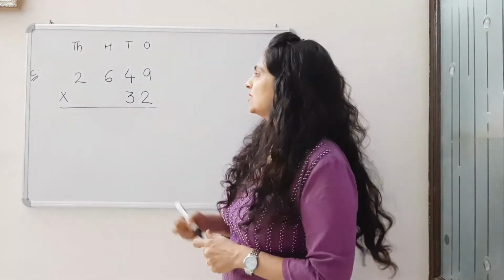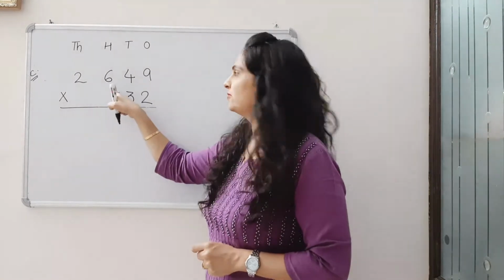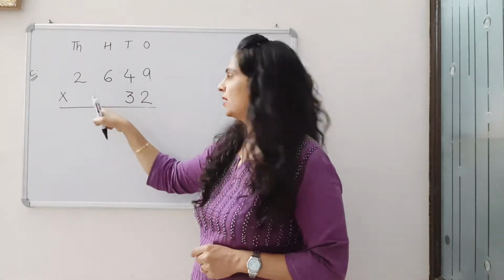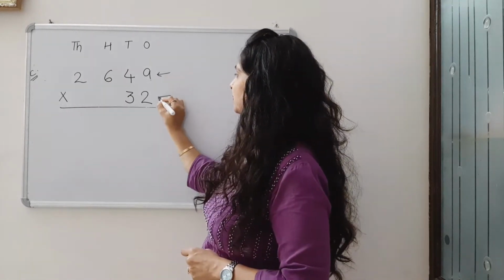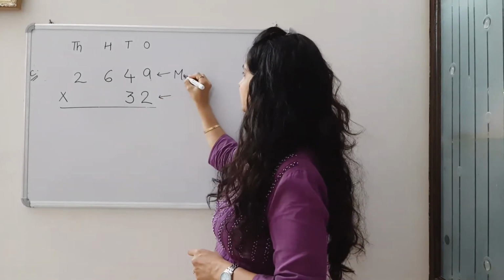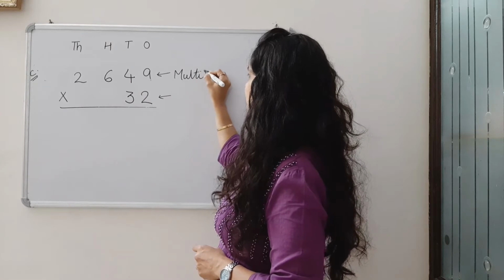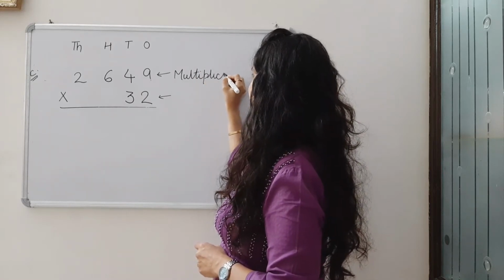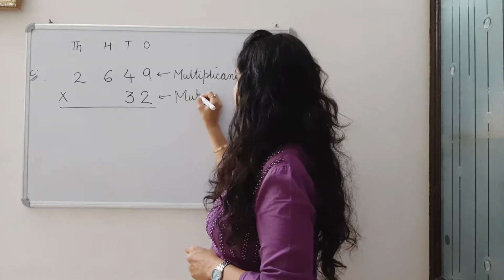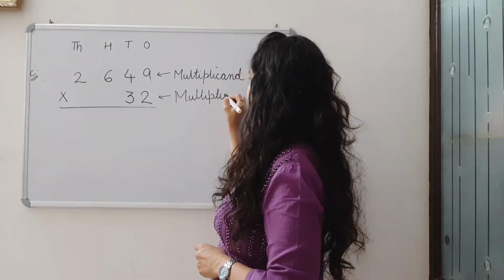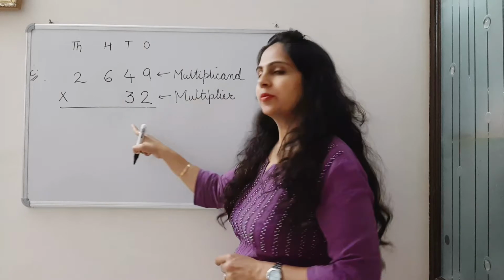Now let's do C part. C part is 2649 multiplied by 32. This is called the multiplicand, and this is called the multiplier. Okay, now we have to find the product.